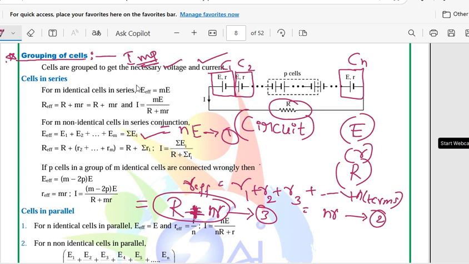So now the current will become the effective EMF nE divided by R plus nr, or this can be written as I is equal to nE divided by R plus nr. This is the equation for current when cells are connected in series combination.